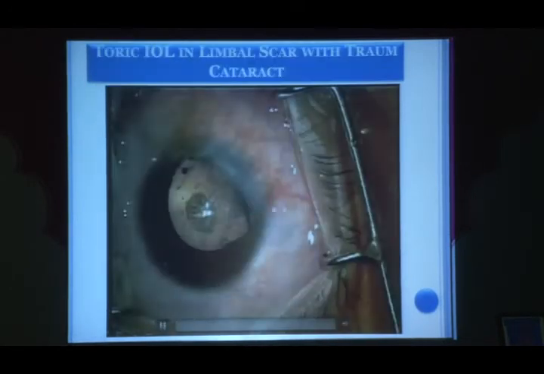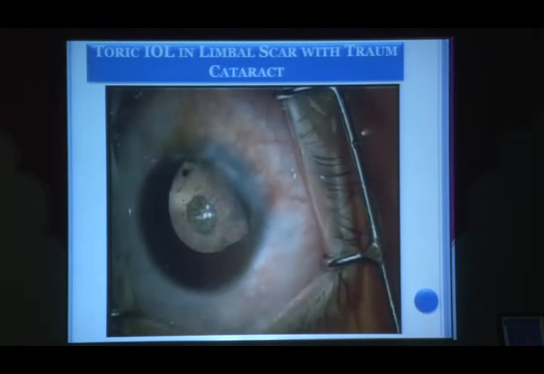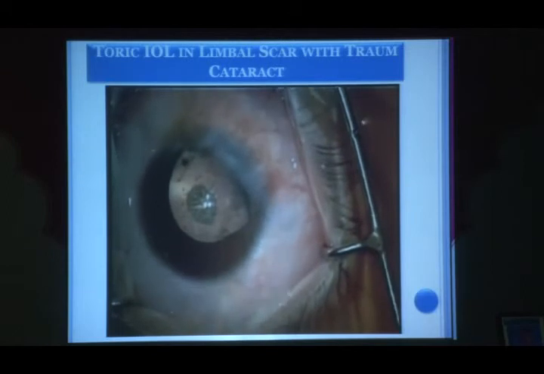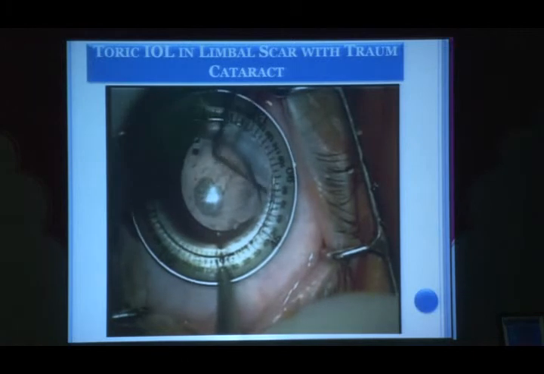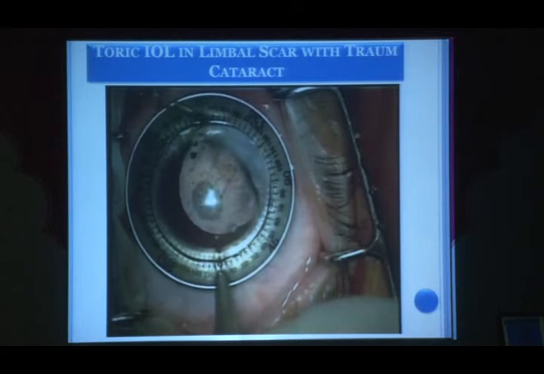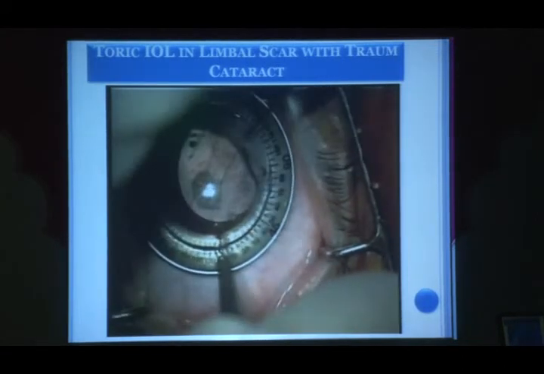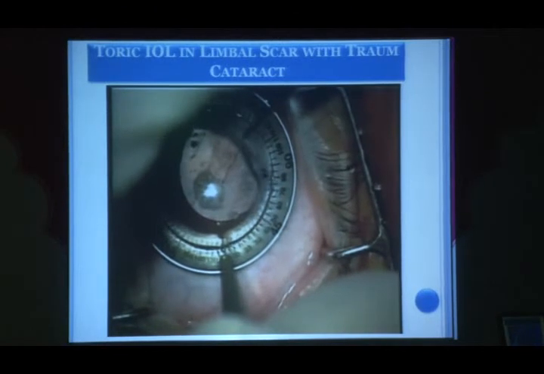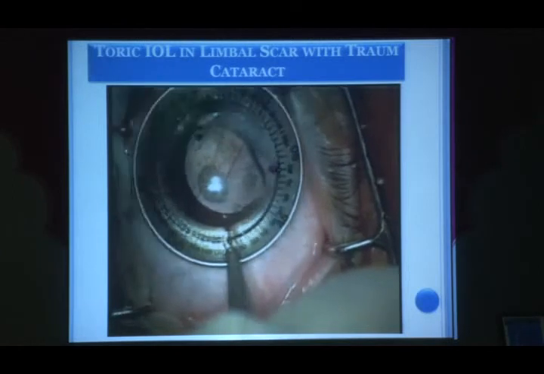Another scenario, a case of a post-traumatic limbal scar. Now, most of the time we don't prefer putting a toric IOL in a scar, but this was a limbal scar, and it was a long-standing scar, and the keratometry was stable for quite some time. So we planned to do a toric IOL. The 3, 6, and 9 o'clock positions were marked, and then the exact axis was marked on the operating table. This was, if I remember correctly, a 13-year-old boy.